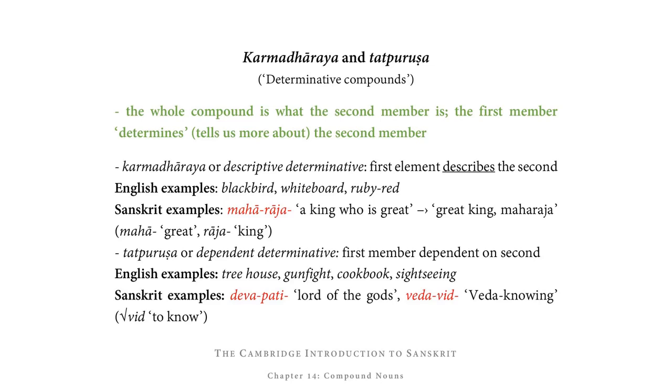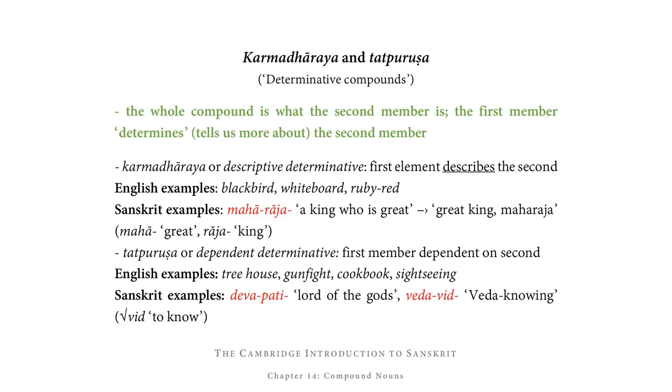The alternative is a tatpurusha, or a dependent determinative, that is so called because the first member is dependent on the second. Of karmadharayas, we have English examples such as blackbird, a bird that is black, whiteboard, a board that is white, or ruby red, a red that is like a ruby, that is like a ruby's. And among the various Sanskrit examples, we have, for example, Maharaja, a king who is great, so a great king or a Maharaja.